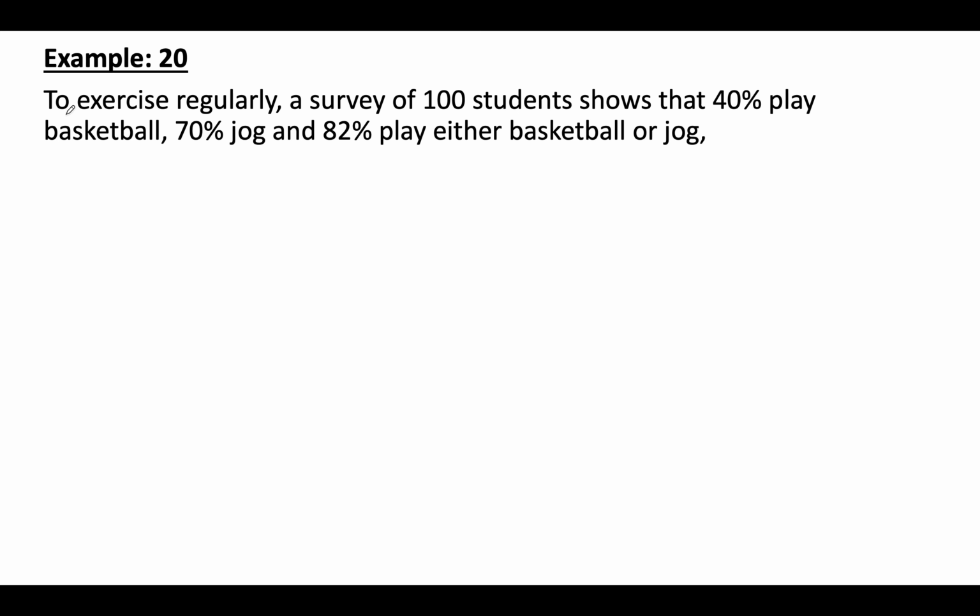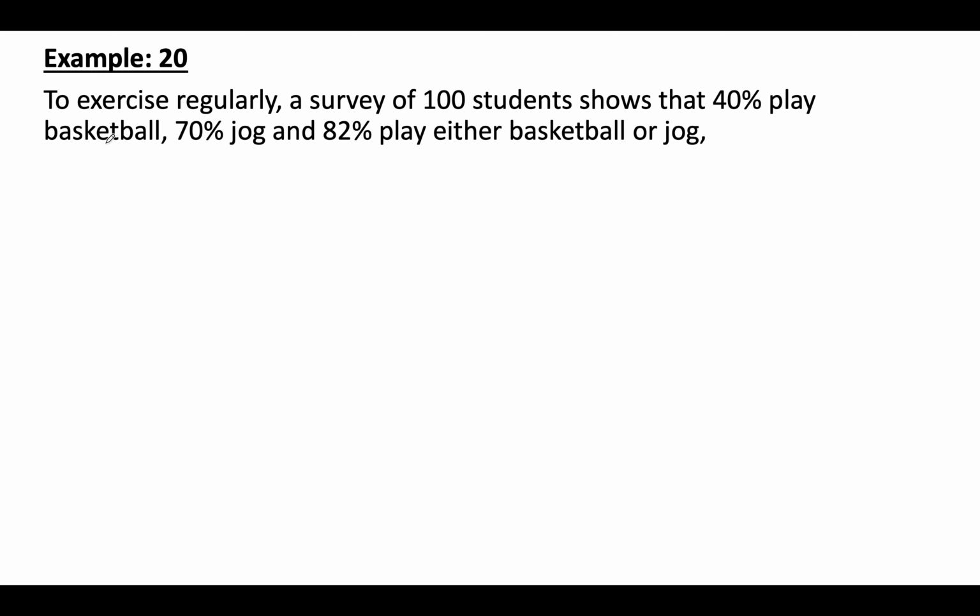So here we have an exercise. A survey of 100 students shows that 40% play basketball, 70% jog, and 82 play either basketball or jog. So from here we need to show that if those two events are independent, then the conditional probability will be the same as the event itself.